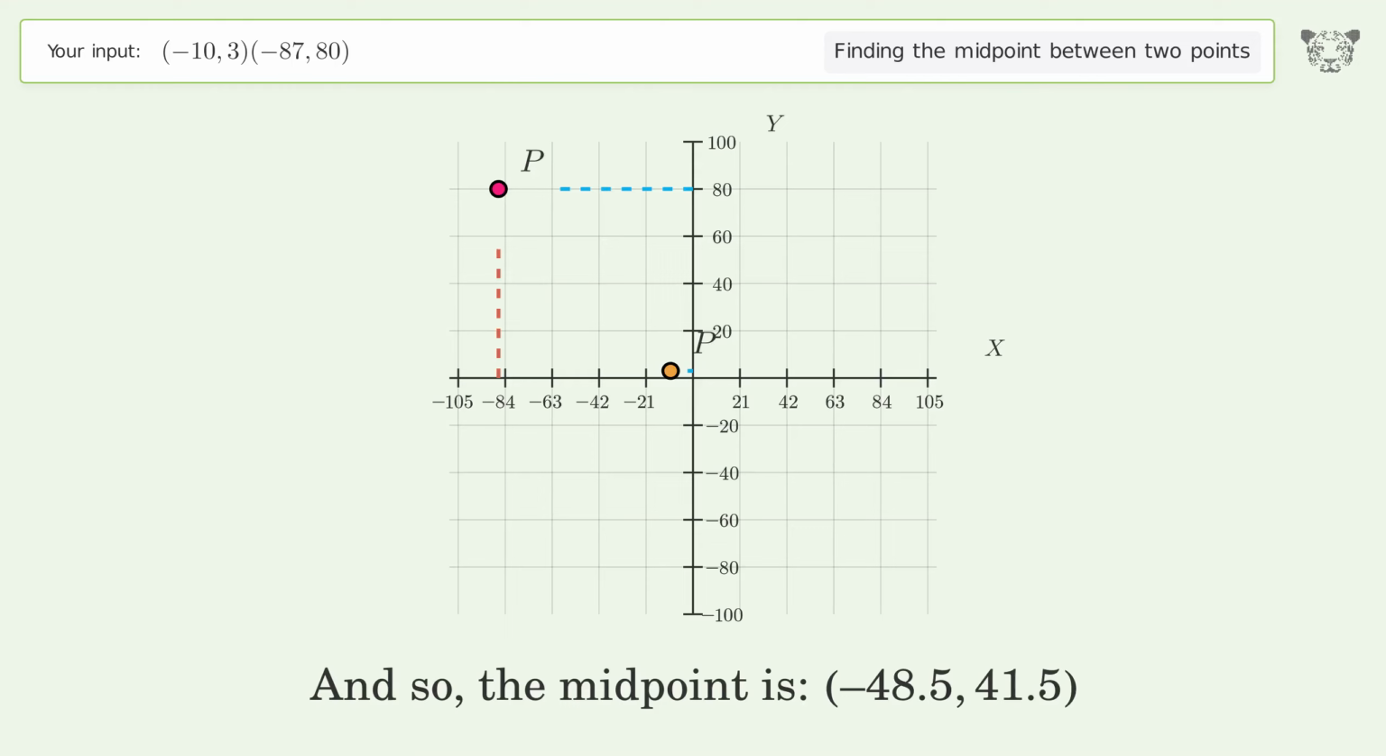And so, the midpoint is negative 48.5, 41.5.